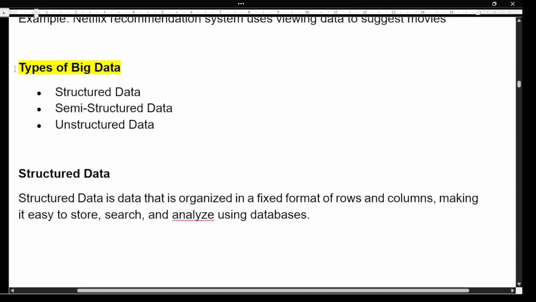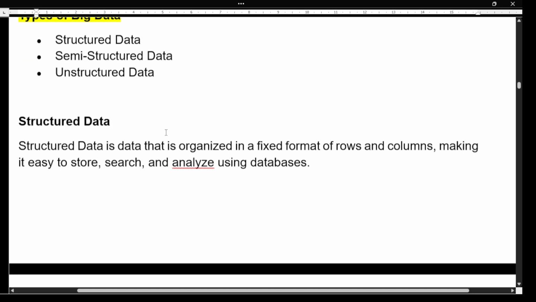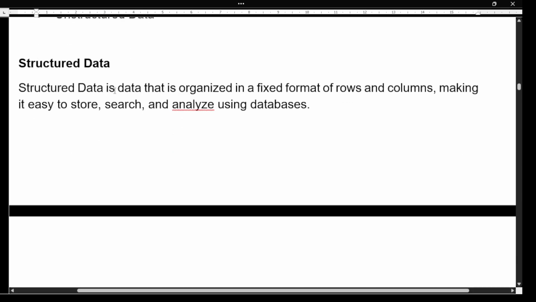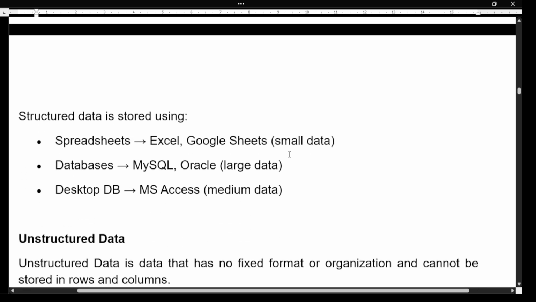The next topic is the different types of big data. Here, there are 3 types of big data: structured, semi-structured, and unstructured. So what is structured data? Structured data is data that is organized in a fixed format of rows and columns, making it easy to store, search, and analyze using databases.